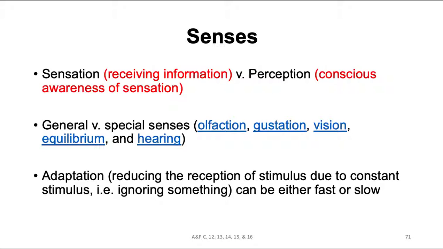So with senses, there's 2 vocabulary terms that you need to know. There's sensation, which is when you're receiving the information. You're feeling or smelling or tasting the sense. And then there's perception, which is when you're aware of that sense. And there's a difference between senses. We have our general senses, which are temperature, touch, pain, pressure, vibration. And then there's our special senses. Olfaction is smelling, gustation is tasting, vision, equilibrium, and hearing. A lot of what we're going to be focusing on are more general senses.